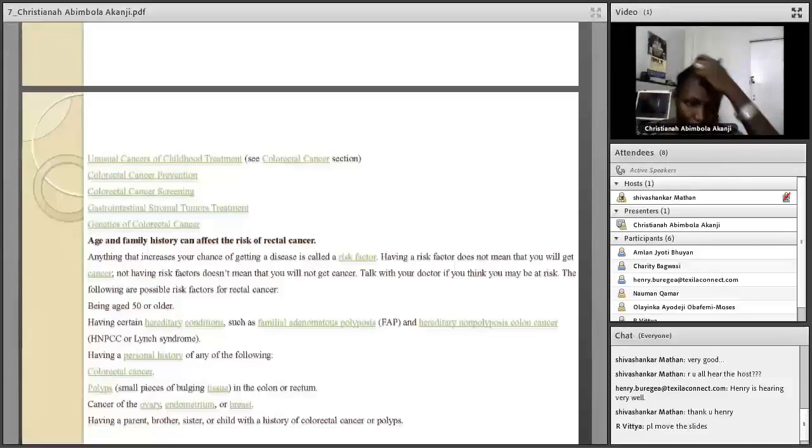The following are possible risk factors for rectal cancer: being age 50 upward, having certain hereditary conditions such as familial adenomatous polyposis.